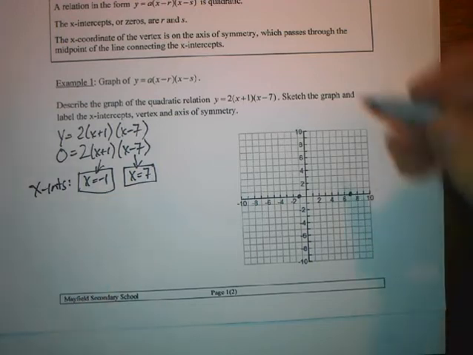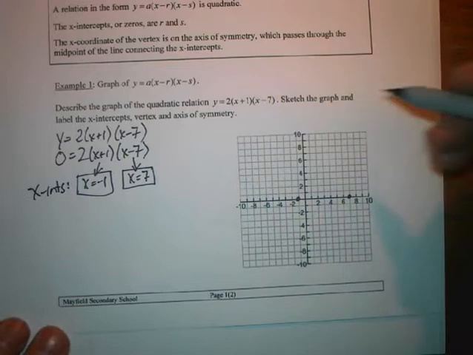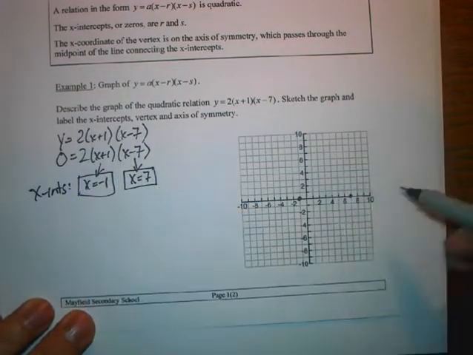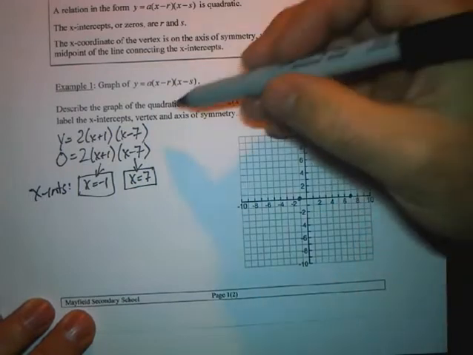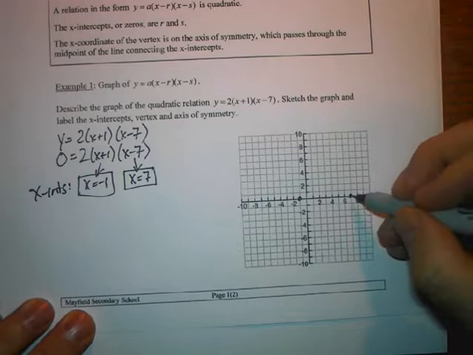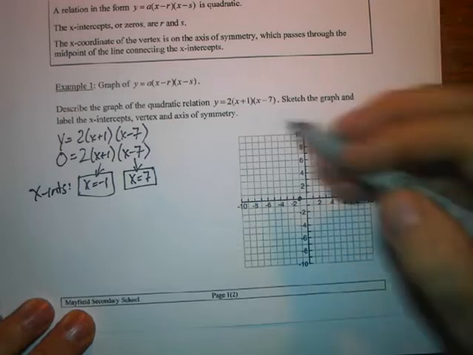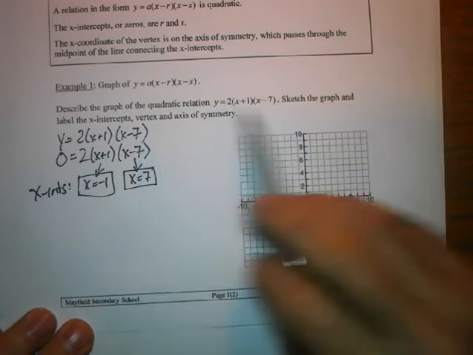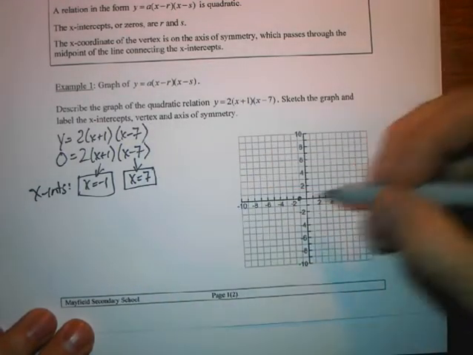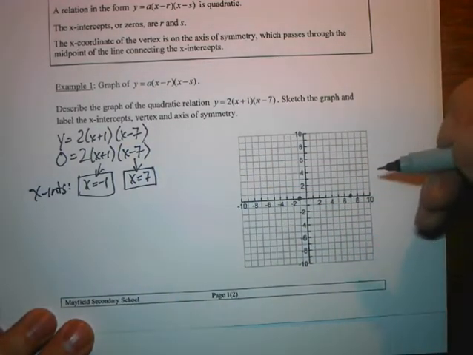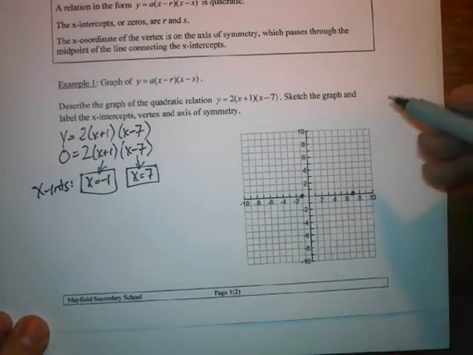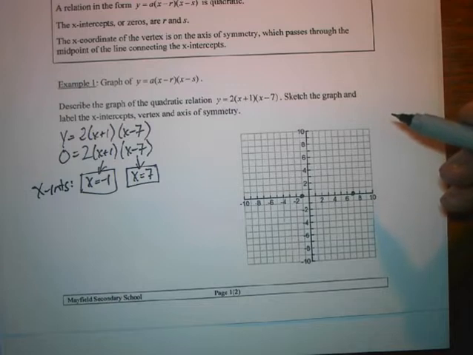Now this next part is going to be new because it asks us to label the x-intercepts. Well, we've just done that. The vertex and the axis of symmetry. Well, how do you do that if you just know the x-intercepts? I mean, if we had the equation in vertex form, we could do that very quickly. But in this case, we just have the x-intercepts. So there's actually a pretty interesting way to find the vertex and the axis of symmetry.